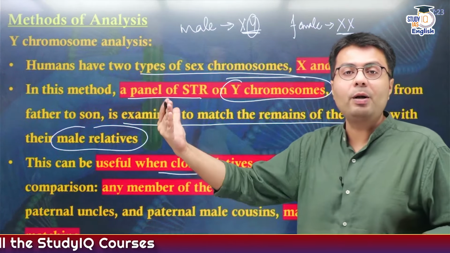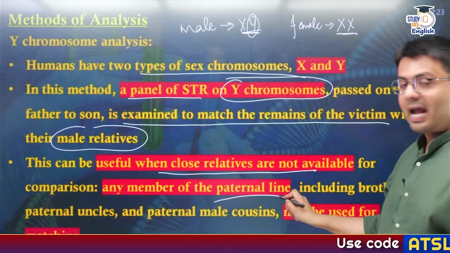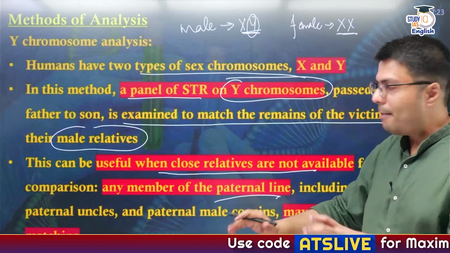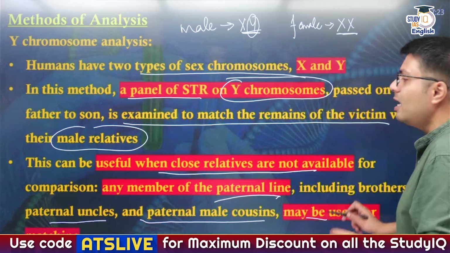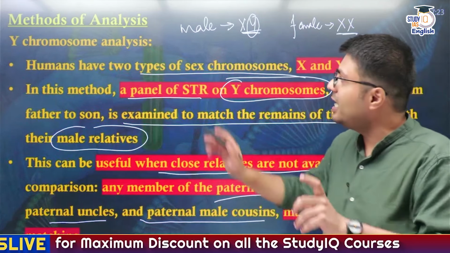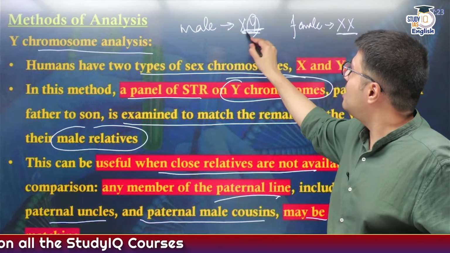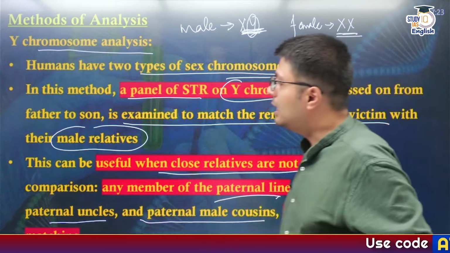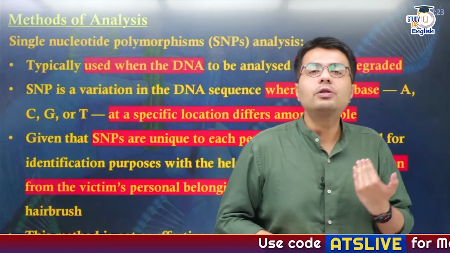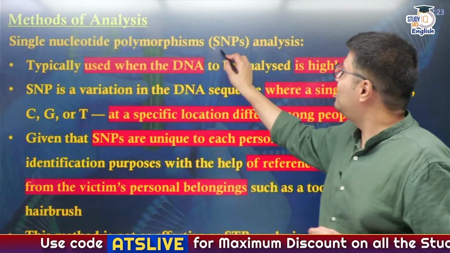So you can take a sample from any of the relatives belonging to your father side or your paternal line, right? So that is why you can take samples from your father, your paternal uncle, your paternal male cousins, and this will be useful in matching your DNA in Y chromosome analysis. Understood why? Because only males carry the Y chromosomes, females don't. Understood? Now, the fourth way to ascertain your DNA is known as single nucleotide polymorphism, SNP analysis.